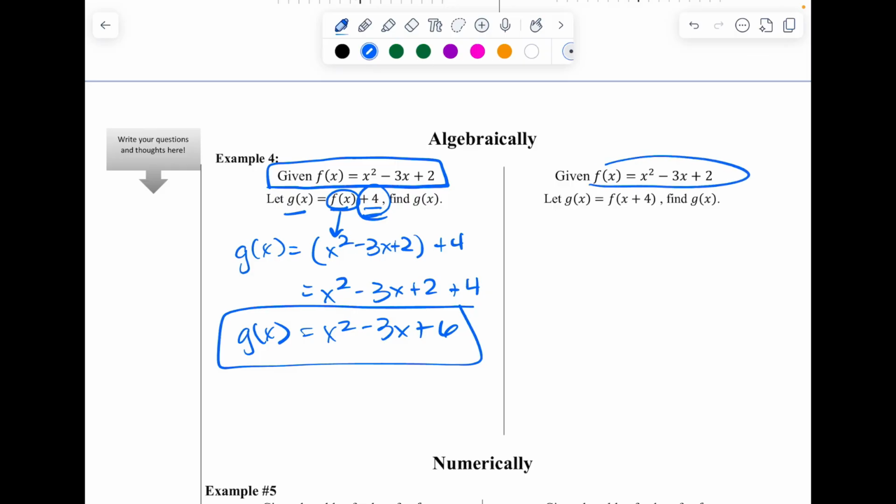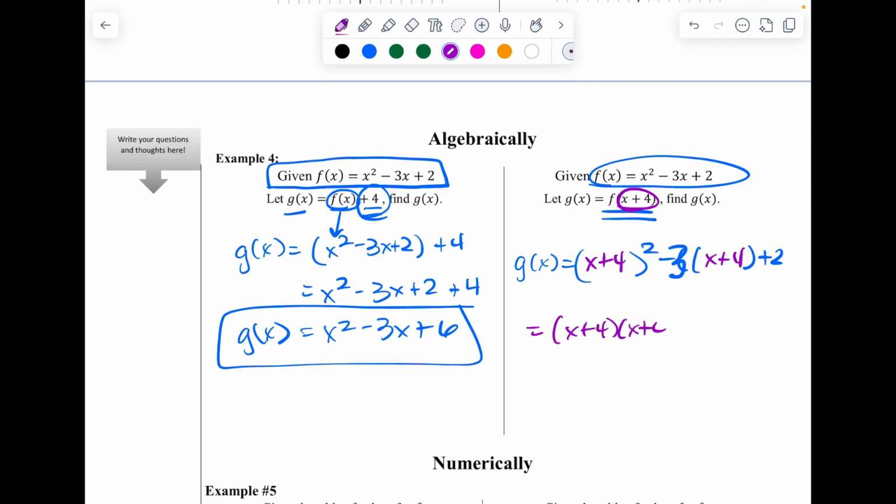Algebraically also, if f of x is x squared minus 3x plus 2, how do we find f of x plus 4? That means for g of x, every time I see x, I'm going to replace it. Whoops, this is supposed to be 3. I'm going to replace that x with x plus 4. And so we go x plus 4 squared is x plus 4 times x plus 4, minus 3 times x plus 4, so that's 3x minus 12, plus 2.